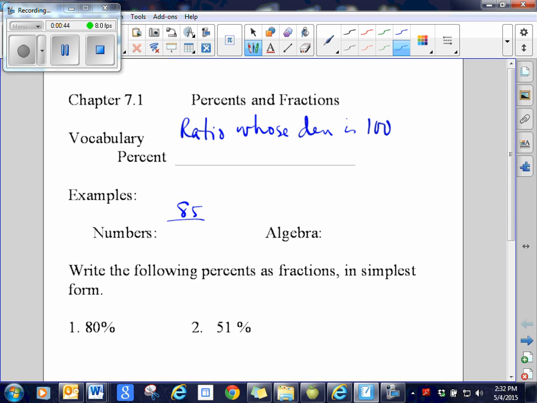So 85 over 100 is the same thing as 85%. You drop the 100 and add the percent sign. In algebra, some part over 100 equals p%. So again, when you're writing a percent and you have a fraction with a denominator of 100, drop the denominator and add the percent sign. I'll tell you a little interesting story about the percent sign when we come to class.